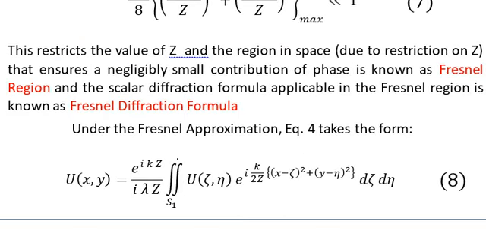So we have this formula written in equation number 8. This is the formula under the Fresnel approximation, and it is the form of equation number 4 when we expanded R01 into the first term for the denominator and the first and second terms for the numerator. So this is the formula that we have obtained. This formula is referred to as the Fresnel diffraction formula.